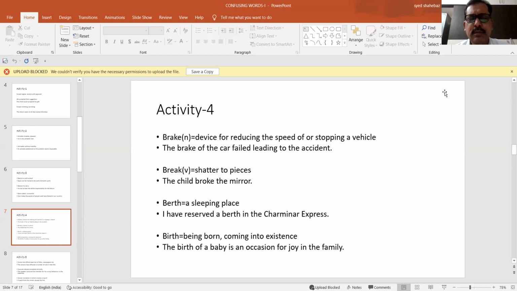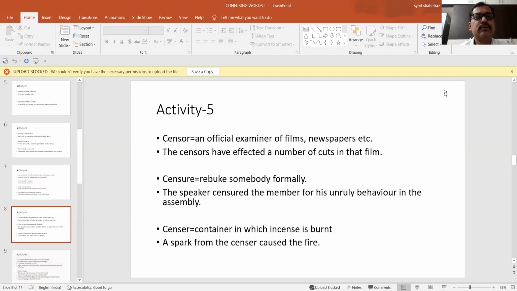The birth of a baby is an occasion for joy in the family. So these are some of the homophones. Next, come to activity 5.